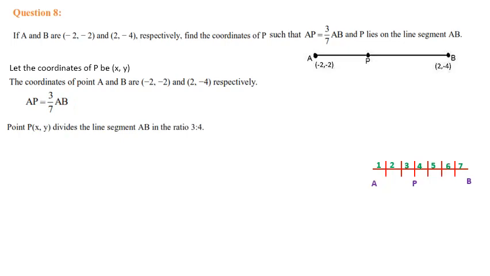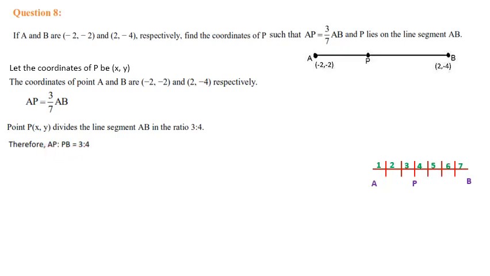Then we can say that the point P(x, y) divides the line segment AB in the ratio 3:4. When you look at the diagram, it is clear. The point P is dividing total AB into 2 parts. In the first part it is 3 portions, and in the second part there are 4 portions: 1, 2, 3, 4. So the ratio is 3:4. That is AP is to PB equal to 3:4.